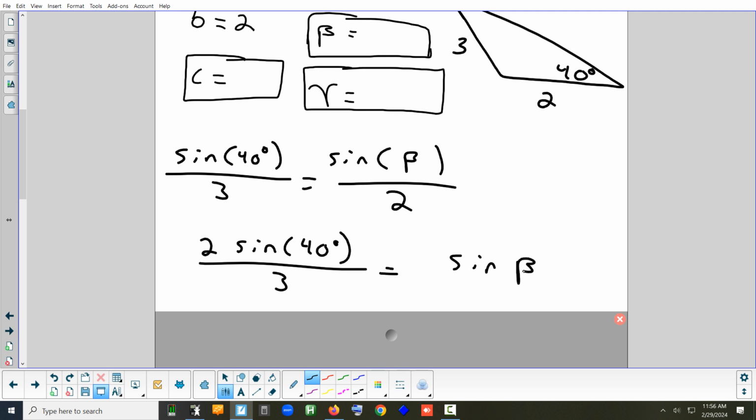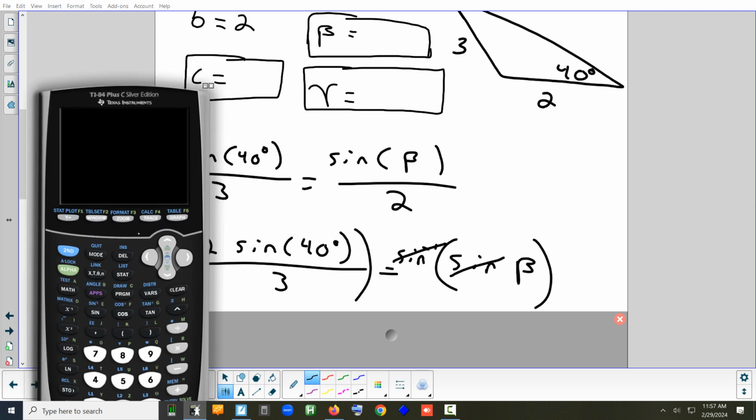There's one last step. How do we get beta alone? You have to inverse sine everything. Yep. So these cancel.